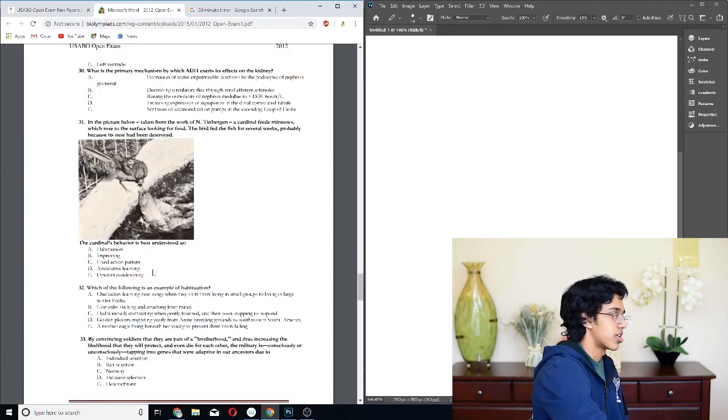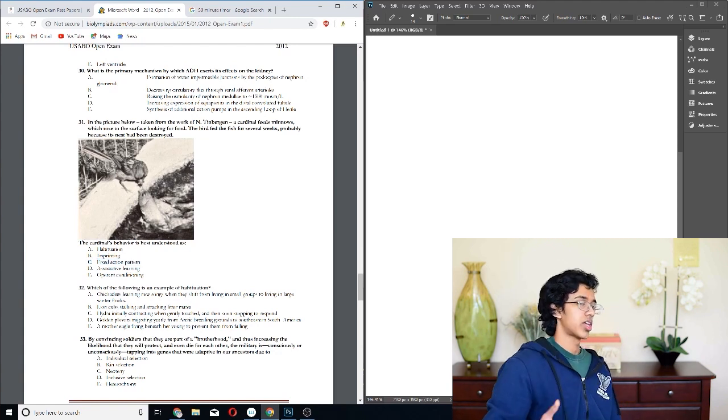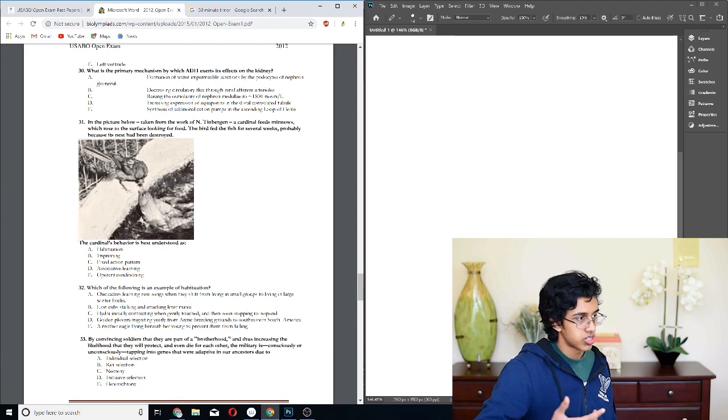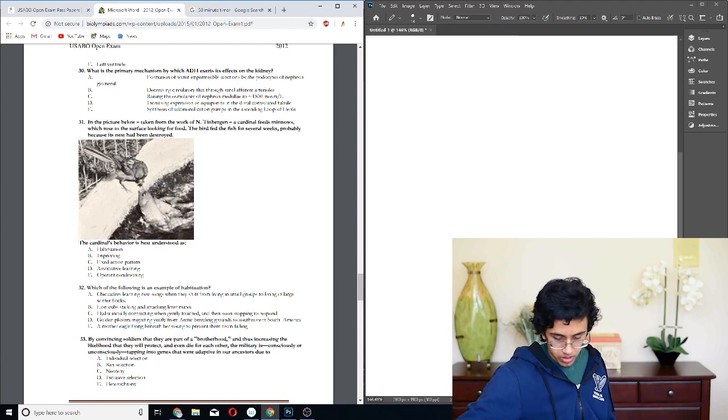Okay, so non-associative learning. That's kind of interesting actually, but it's non-associative and not operant. So it's either habituation or fixed action pattern. Oh wait, yeah, straight up fixed action pattern, because fixed action pattern means they see a stimulus and then they have to do it. So these fish came up, they look like they're chicks, so it's gotta be a fixed action pattern. So C, 32.